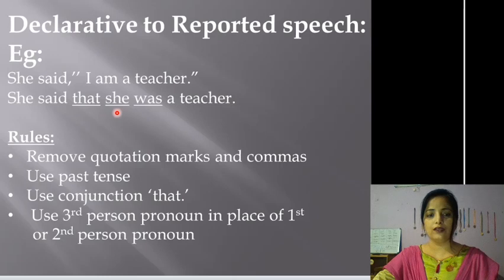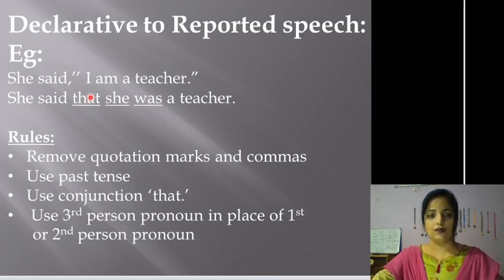Please have a look at the underlined words. "That she was" is not present in the question. This is not present in the example given to you because the first sentence is direct speech. The second sentence is indirect speech or reported speech. So "she said" remains as it is. The comma is gone. The quotation mark is gone.